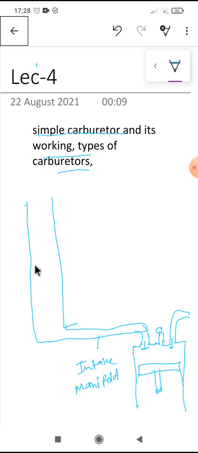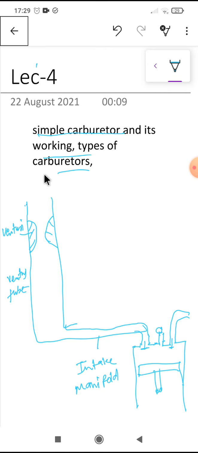This is called the Venturi tube. You must have heard of the Venturi meter, so it is similar to the Venturi tube. As you know, in a Venturi meter there is a blockage which increases the speed of the flow. So this is called the Venturi.